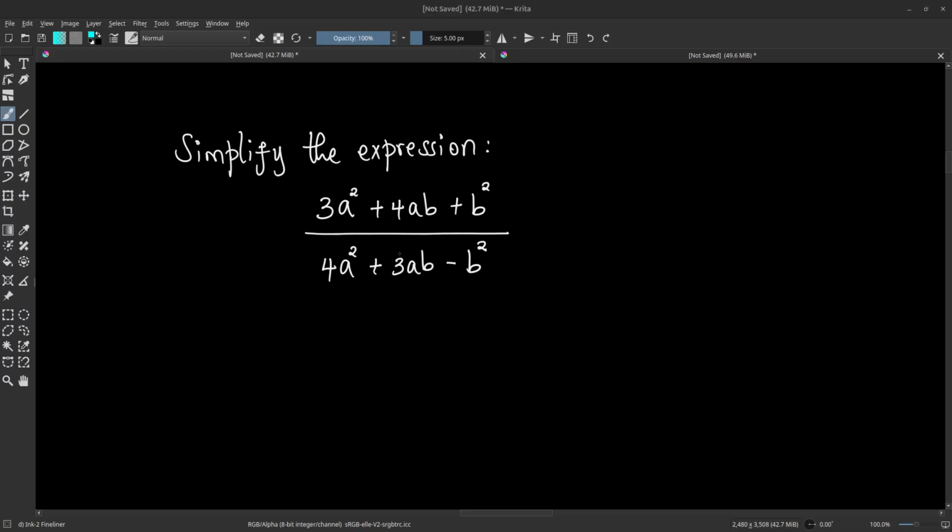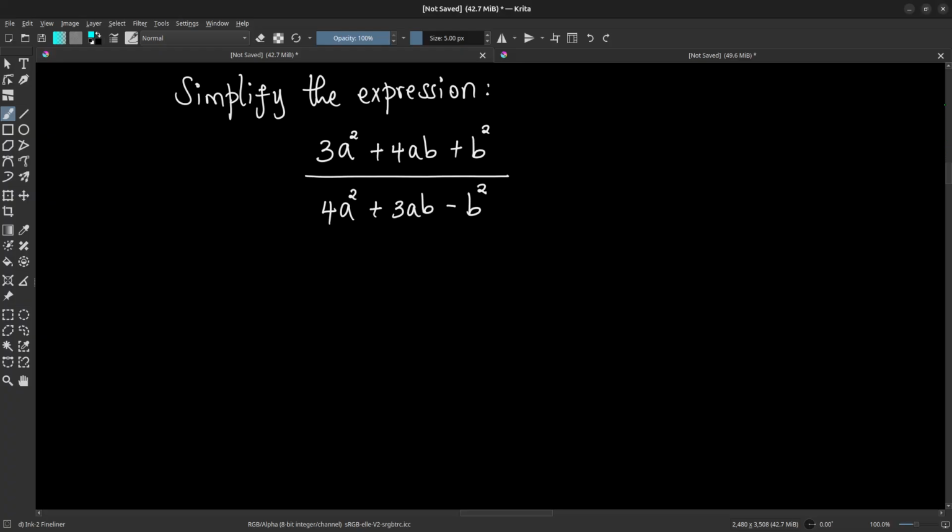So we are going to have to simplify each one of them, and then we are going to simplify this whole expression. So let's start with the numerator. On the numerator, we have 3a squared plus 4ab plus b squared.